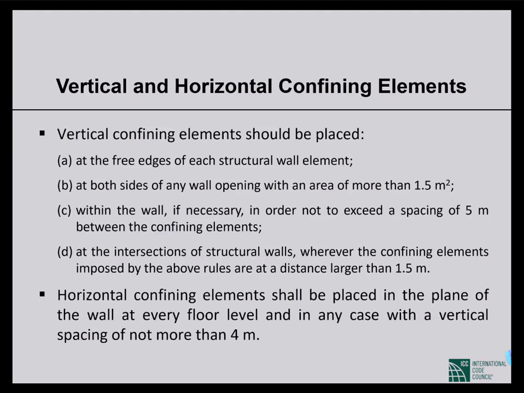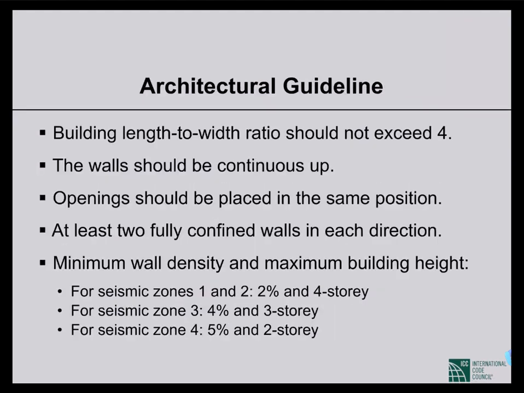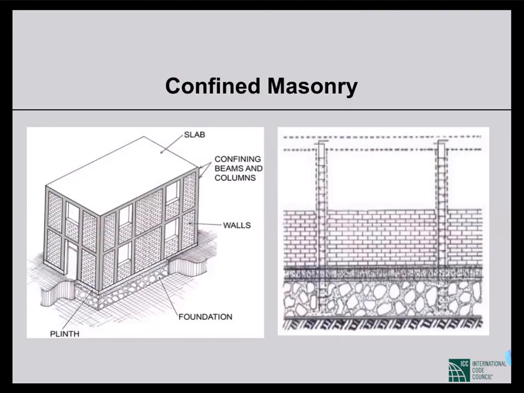Okay, if we see the picture again, this is it. So you can see the confining beams and columns. The columns are placed at the corners and at the side of the openings, if the open area of the opening is 1.5 square meters or more. And along the length of the wall, the confining element must be at a spacing of 5 meters or less.